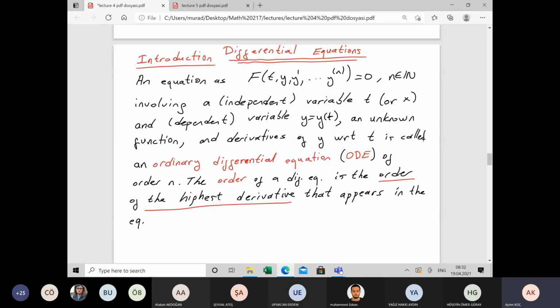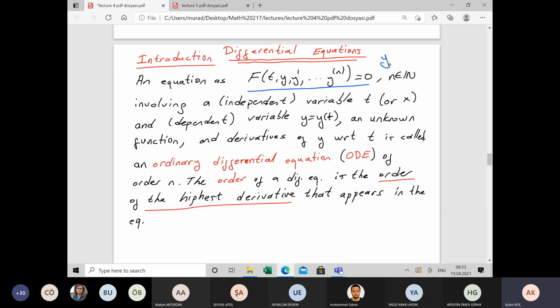Today we will give the introduction to differential equations. First of all, let's give an equation in this form: F of t, y, y prime, up to the nth derivative of y, is equal to 0. This equation contains y prime, y double prime, and the nth derivative of y.